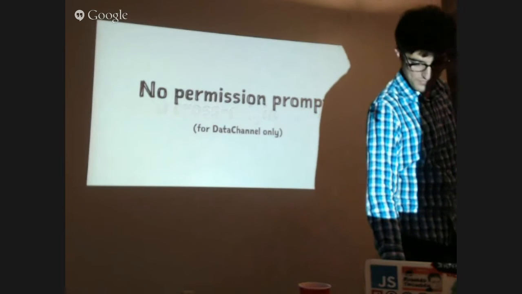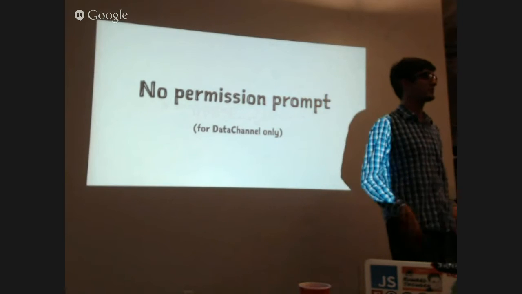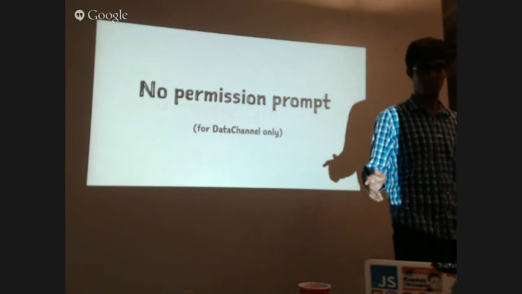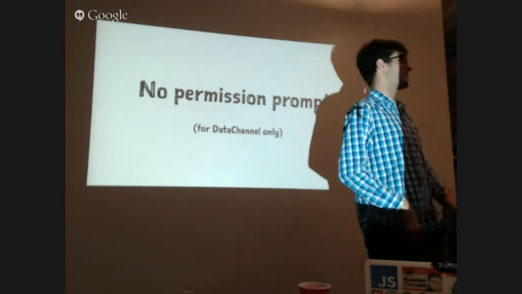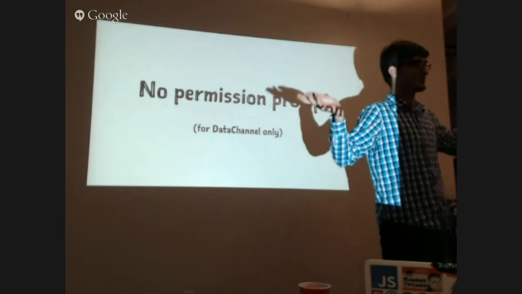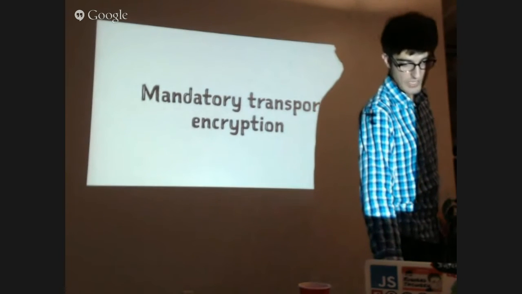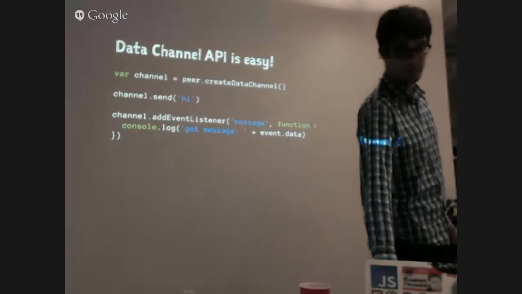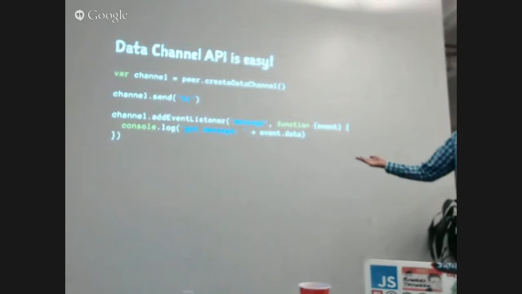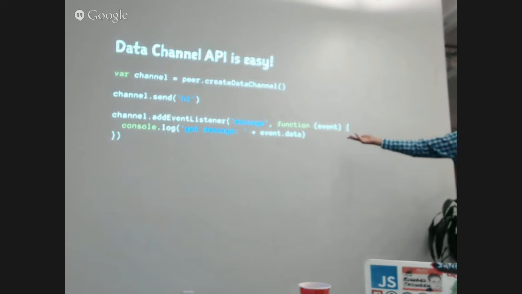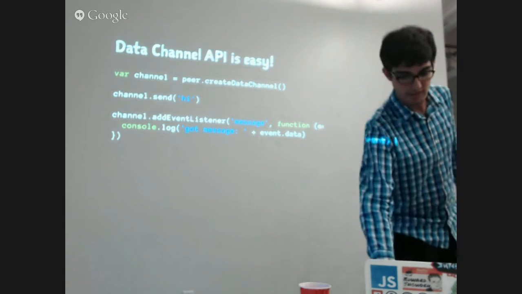There's also no permission prompt to do data channels, so you can just do it. You don't have to ask the user in the browser. That's pretty cool. Again, the assumption is you can already generate garbage data and upload it to a server and waste all their bandwidth if you want to. So WebRTC doesn't enable any kind of new attack there. You get mandatory encryption on the transport, and the API is really easy. It's actually just like a WebSocket. So you've got send, you've got a message event when you get messages, that's it, right? That's it. It's really nice.